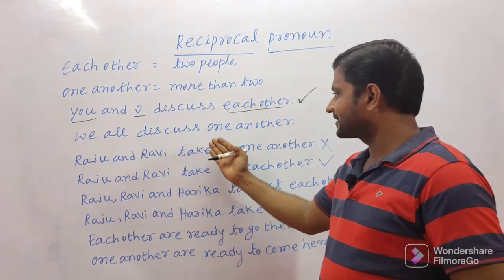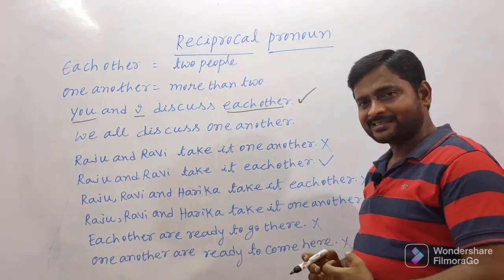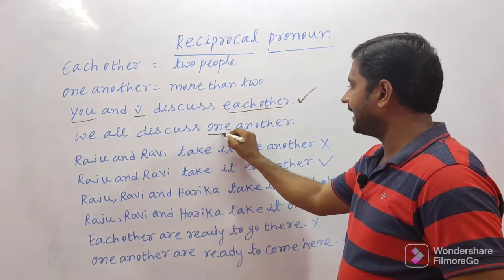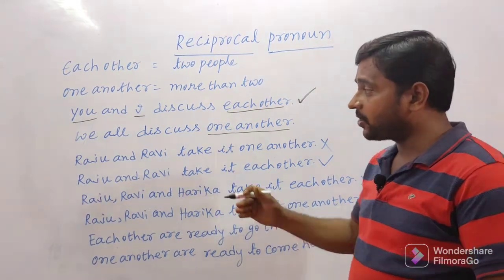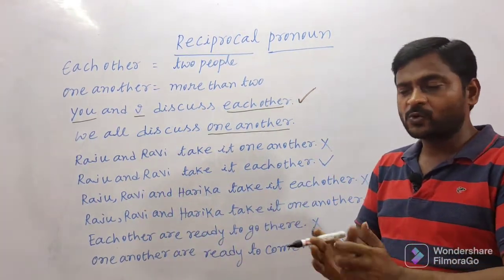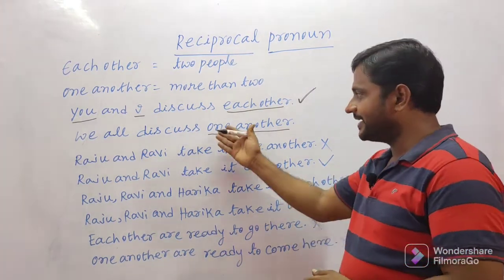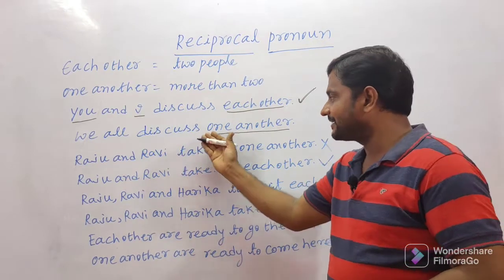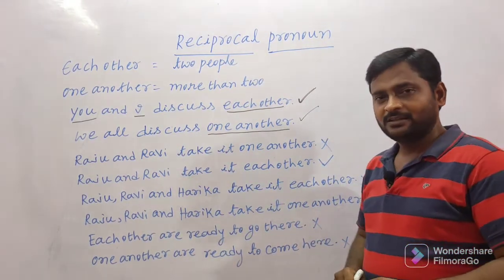We all discuss one another. One another indicates more than two people. We all means a group of people who sit together. As you see, we all discuss one another is also the right answer.